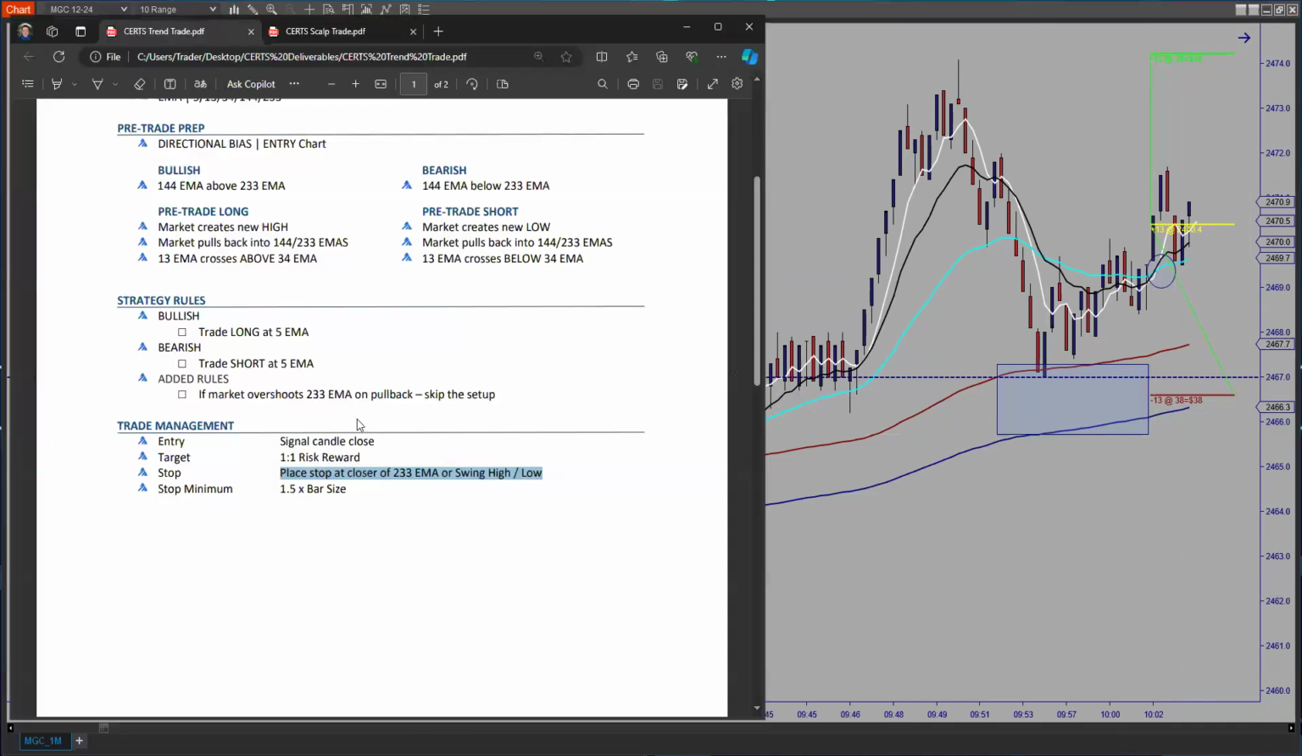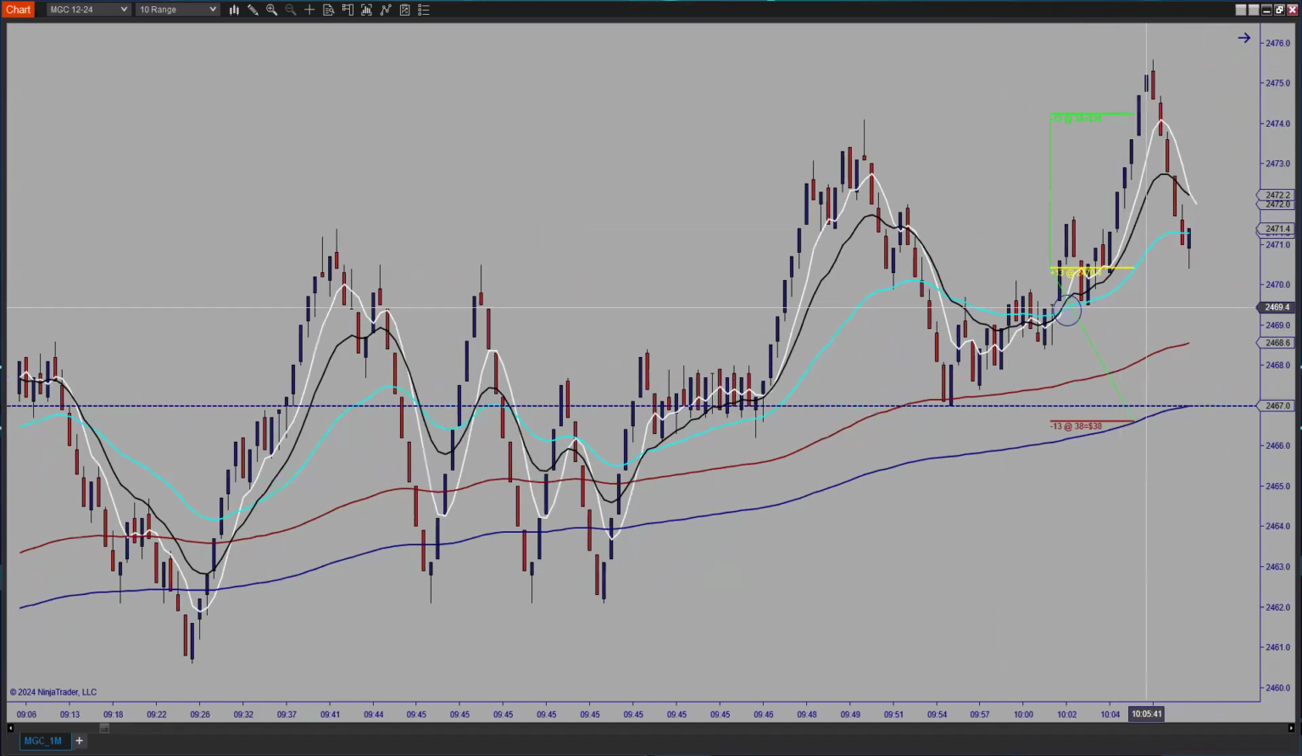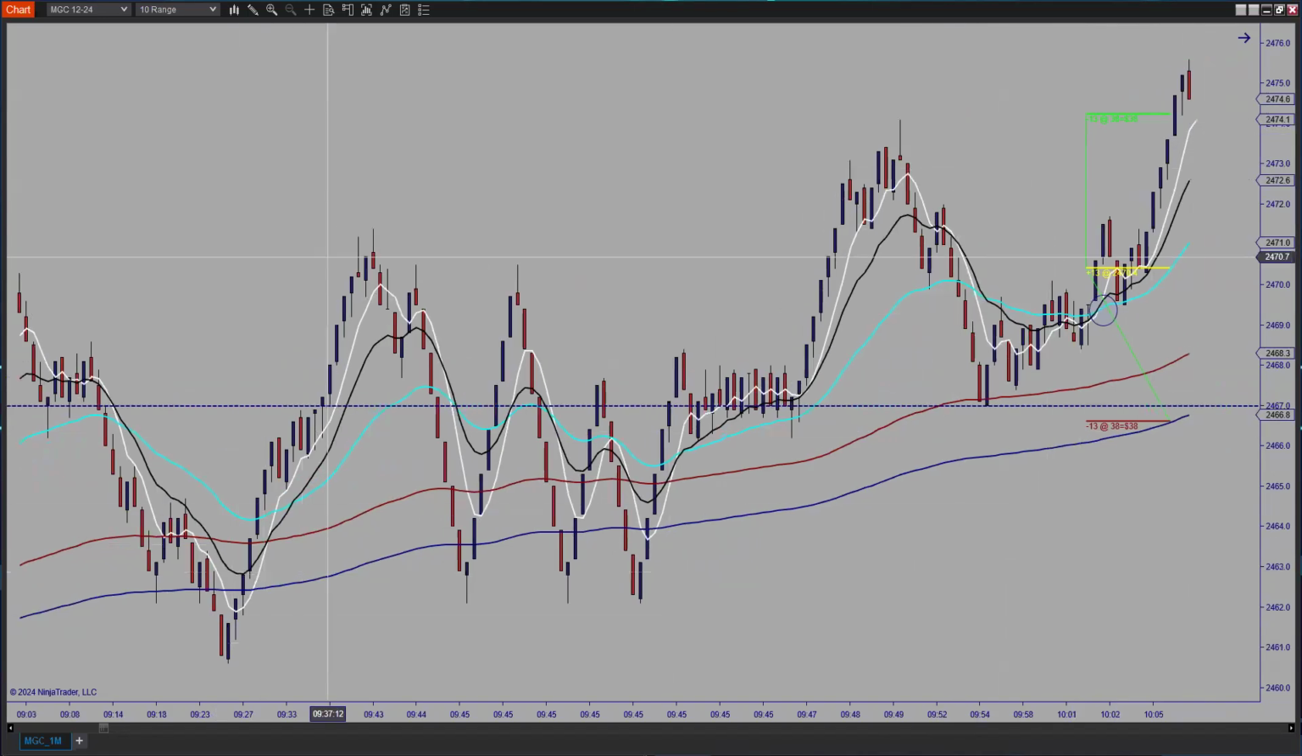And then stop minimum is 1.5 bar times. So on a 10 range, minimum trade size is 15 ticks on every trade. Okay. Cool. So as soon as these cross, then we're looking for a pullback to, a retest of the 5 right there. Stop goes below the low, off it goes. Cool. So that is the trade.